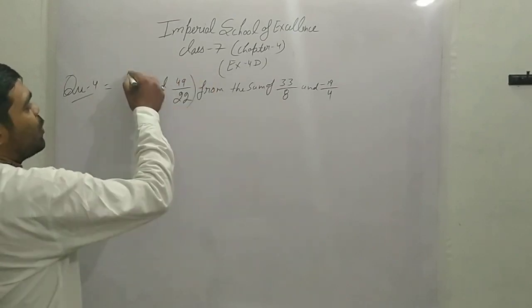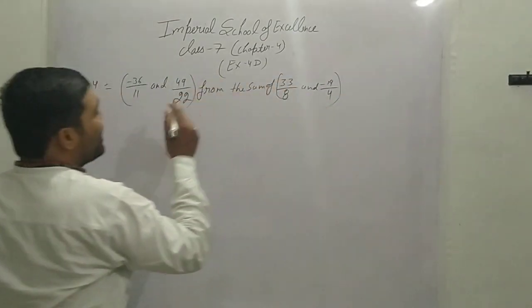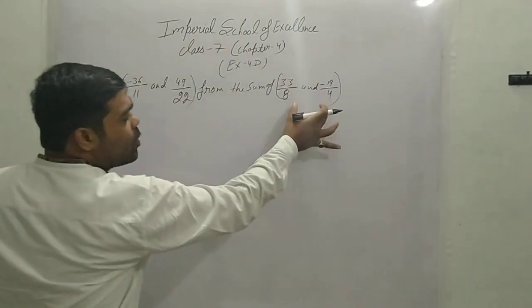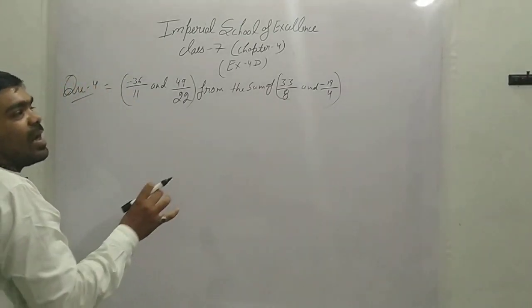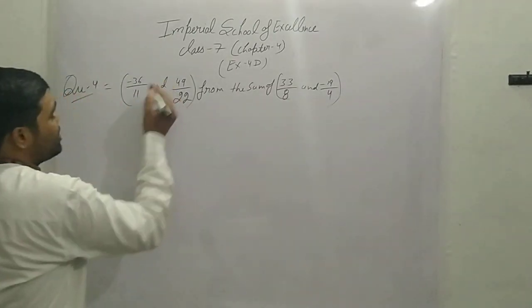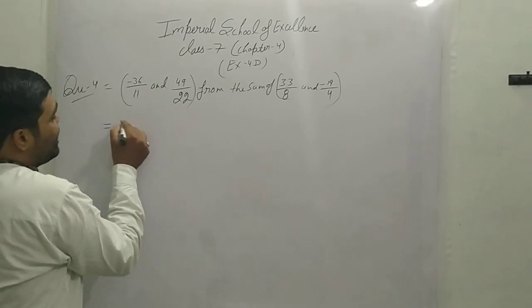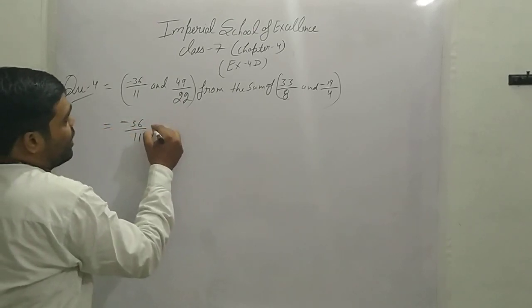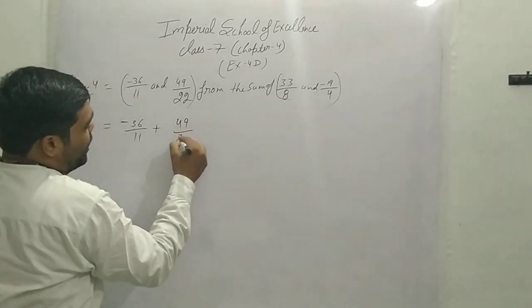फर्स्ट ऑफ ऑल वी हैव टू ऐड दीज टू. हमें क्या करना है? इन दोनों को प्लस करना है, इनको भी प्लस करना है. आफ्टर दैट जो भी आंसर आता है उसको हमें सब्ट्रैक्ट करना है. नाउ फर्स्ट ऑफ ऑल व्हाट वी हैव टू डू: माइनस 36 अपॉन 11 प्लस 49 अपॉन 22.